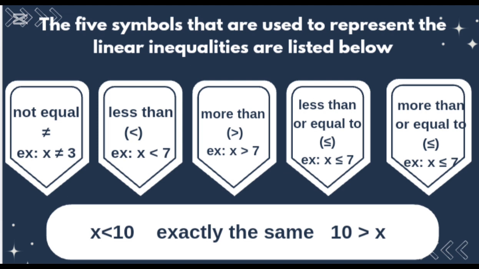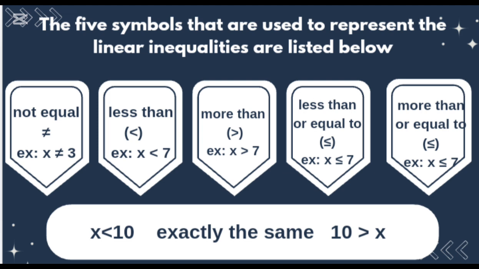We can see the first is not equal. For example, x not equal to 3. It means x is not equal to 3, so x could be 1, 4, or 50. Next, less than. It means x is less than 7, so x could be 6, or 5, or 2, or negative 10. Next is more than. This one means that x is more than 7, so a number like 8, 10, or 50.